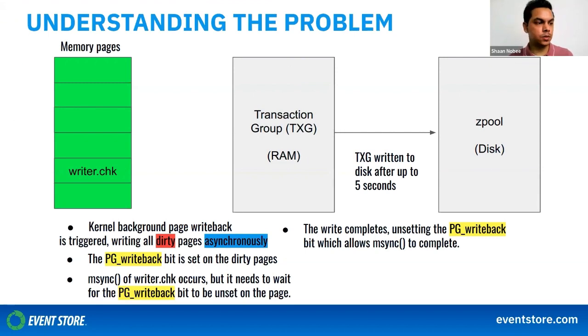So to summarize, what's happening is that the kernel triggered an async page writeback of the writer checkpoint file. And now when EventStoreDB calls msync to flush the writer checkpoint file, due to the way the previous code was designed, we needed to wait for this async write to complete, which could take up to 5 seconds.